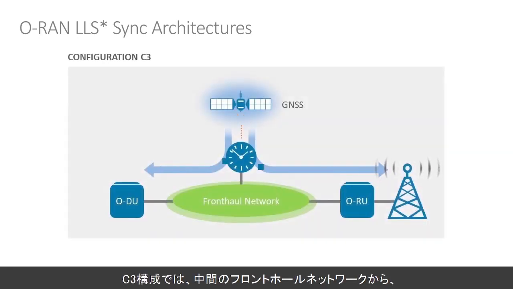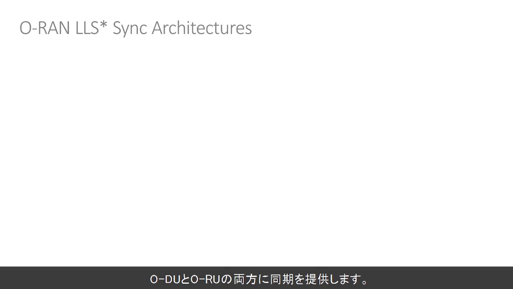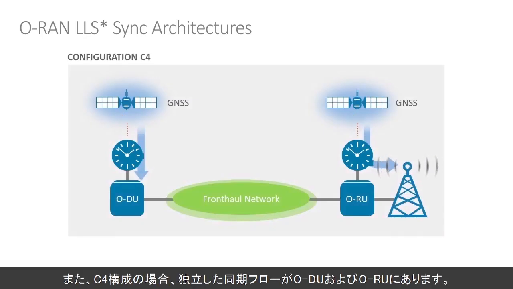C3, here the fronthaul network is an intermediary, delivering synchronization outwards to both the DU and the RU. And for configuration C4, independent synchronization flows from sources to the DU and, independently, to the RU.